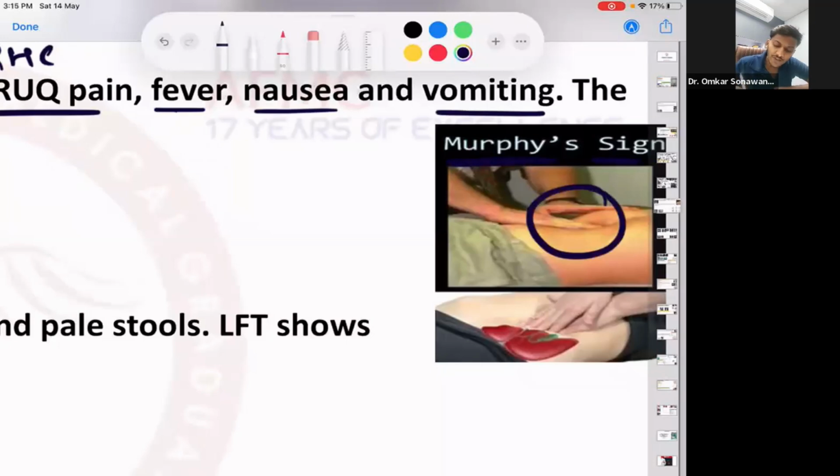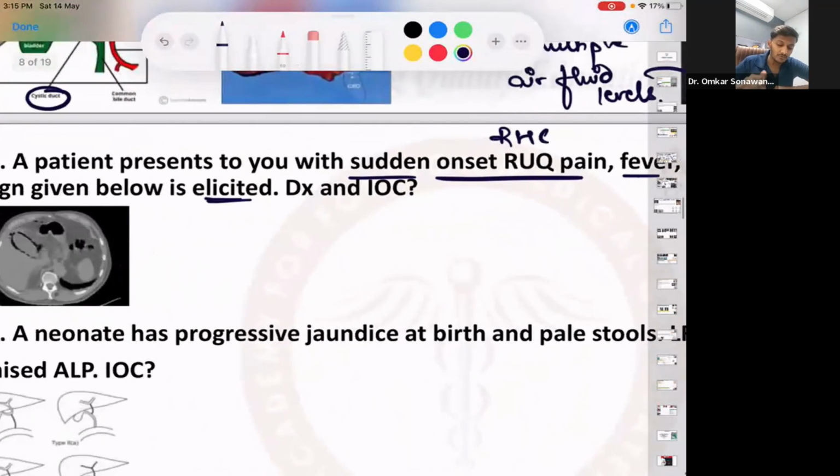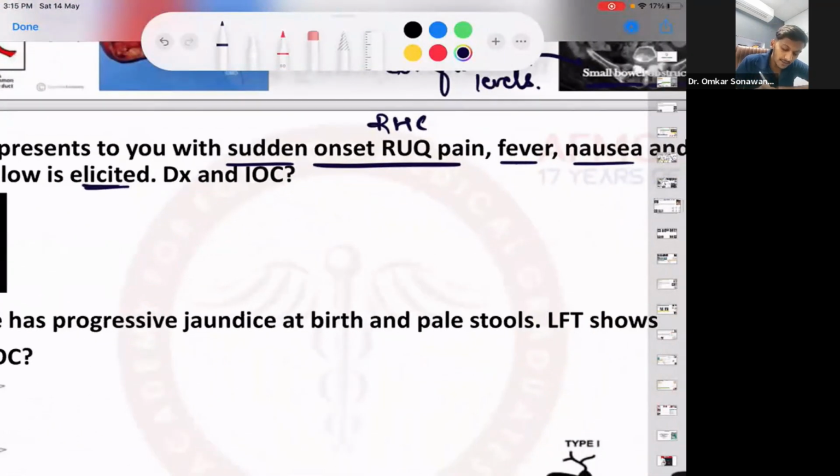Okay, and Murphy's sign is positive in cases of. Very good. So here the diagnosis would be acute cholecystitis.